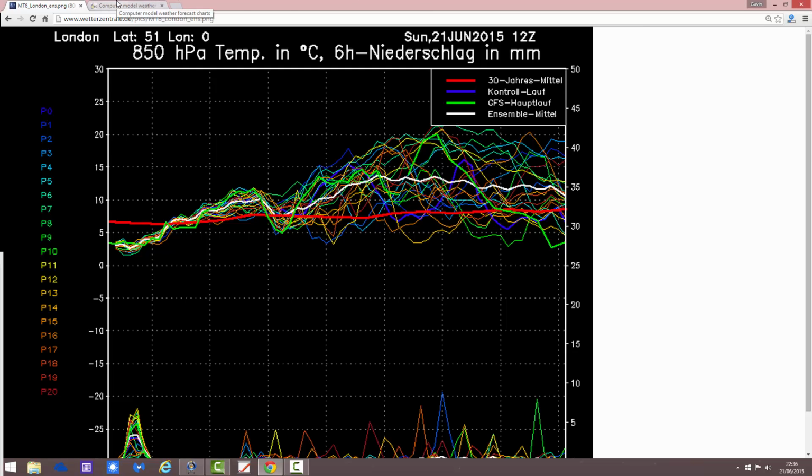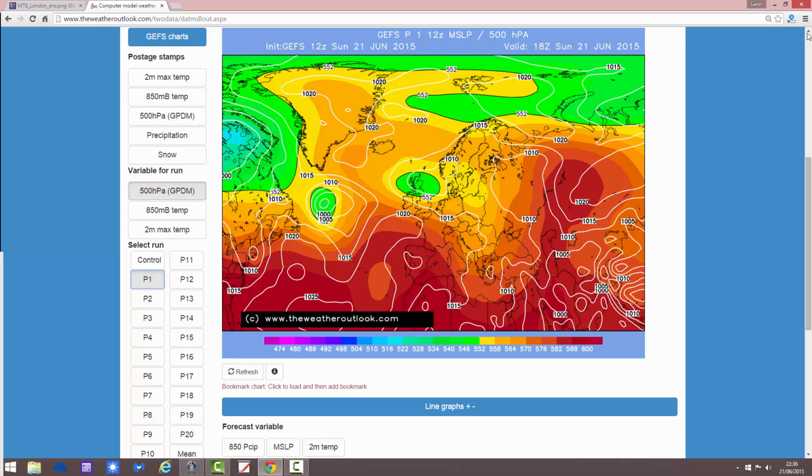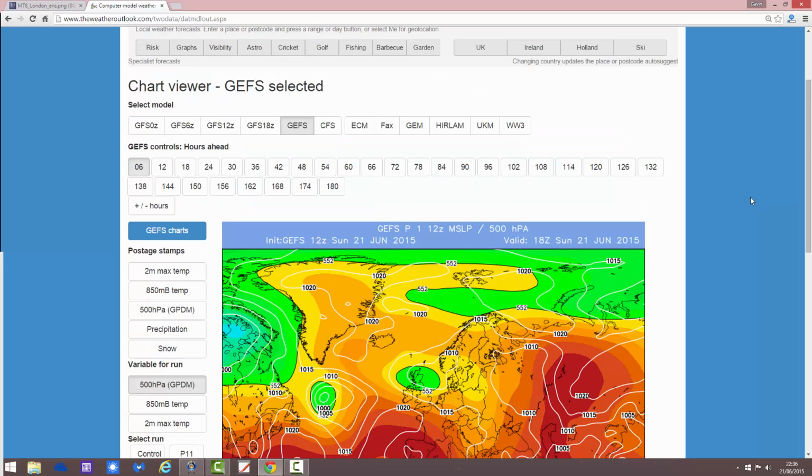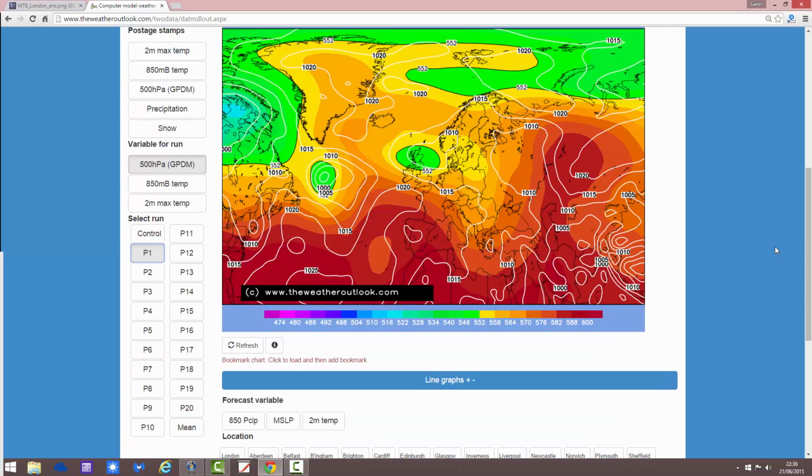So let's go to the website, theweatheroutlook.com. Fantastic website, and do check the Weather Outlook out if you haven't yet. You can get to it from the links page. So we've got the GFS ensembles here within the chart viewer section of weatheroutlook.com. What we can do here is see, very similar to the graph we were just looking at, all the members of the GFS ensemble, all the perturbations.